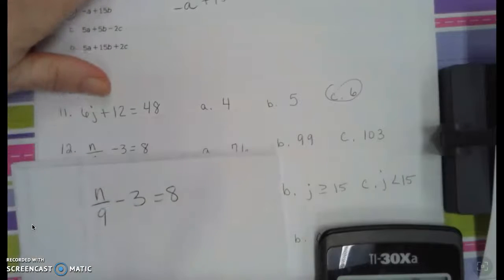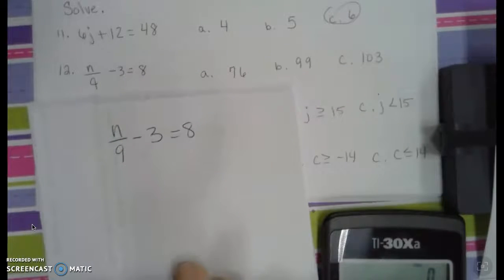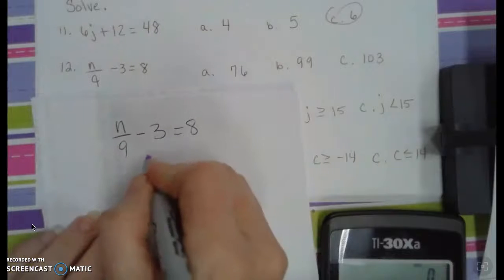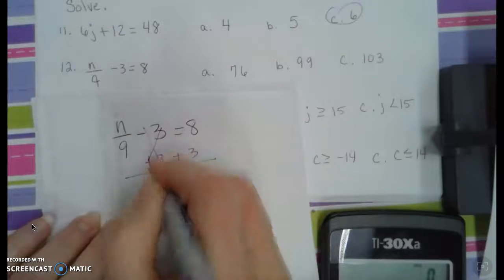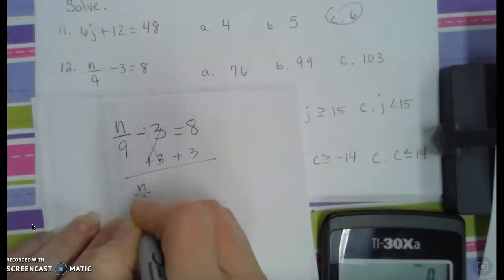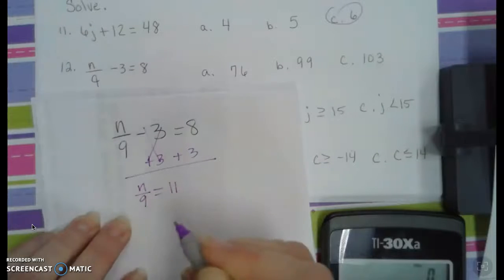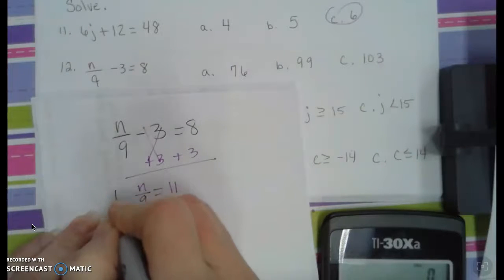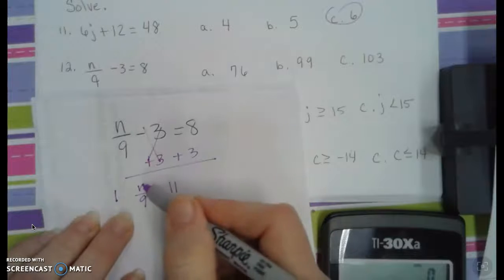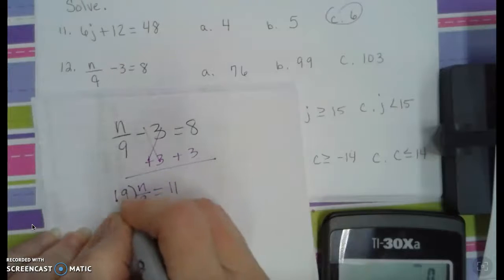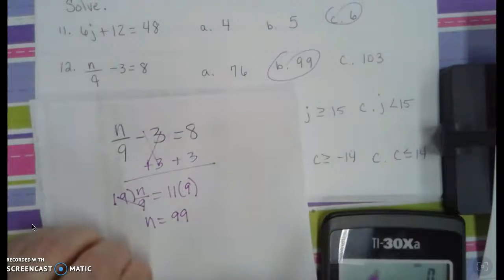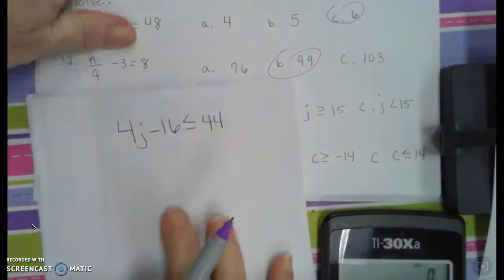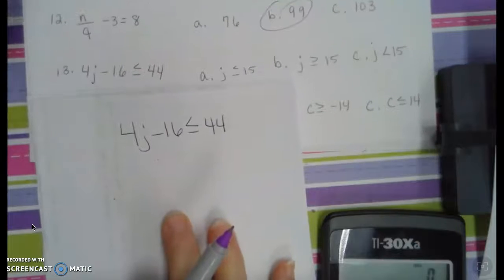Okay, for the next one, I'm going to add 3 to both sides. That cancels out. I've got n divided by 9 equals 11. Now the opposite of multiplying is dividing, so the opposite of dividing is going to be multiplying. So we're going to multiply both sides by 9, and n equals 99. These are a lot faster than those word problems.